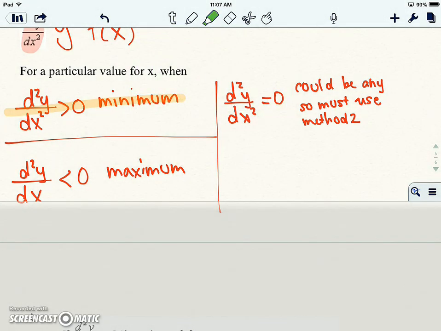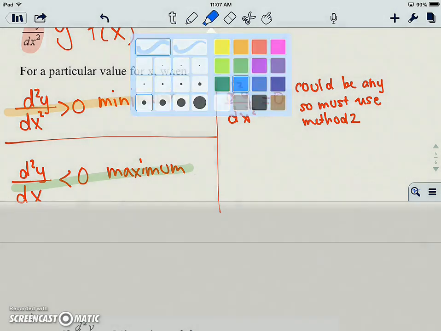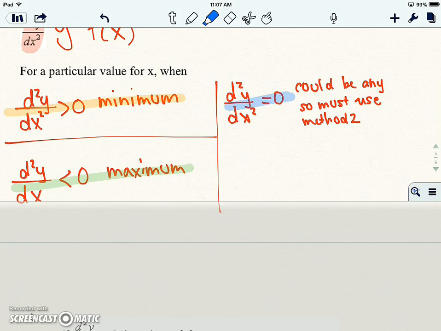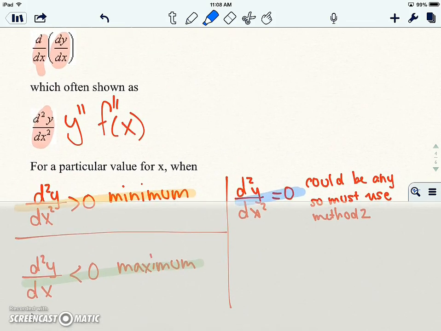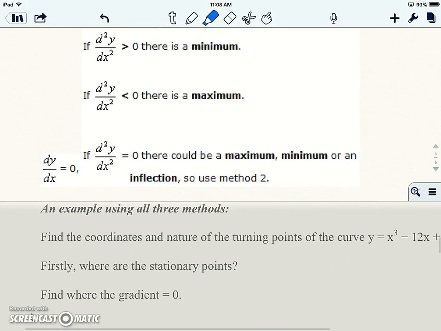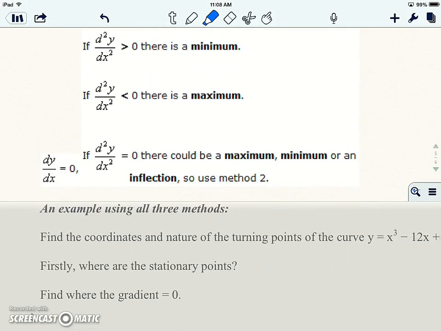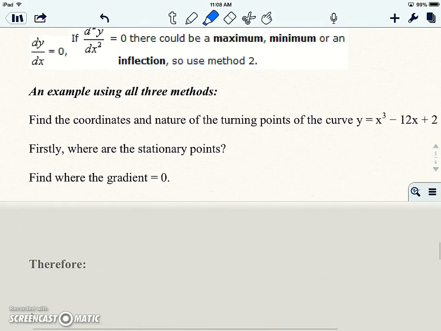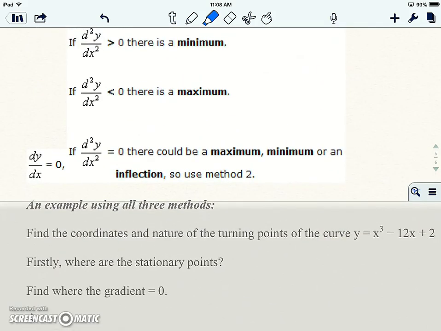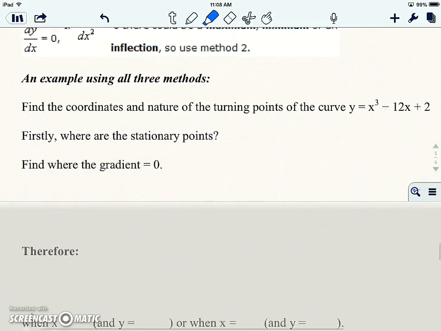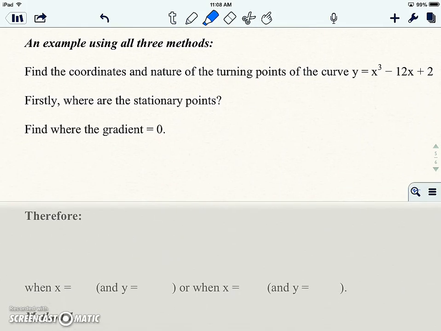Okay, if you plugged in a number and it ends up to be negative, we know it's going to be a maximum. And if you happen to plug in a number and it ends up equaling 0, which would suck, it could be any of those, a max, a min, or an inflection point, so we have to go back to method 2. Now this may not make any sense, so I'm going to show you an example using all 3. Here are the rules again. So here's an example using all 3 methods.